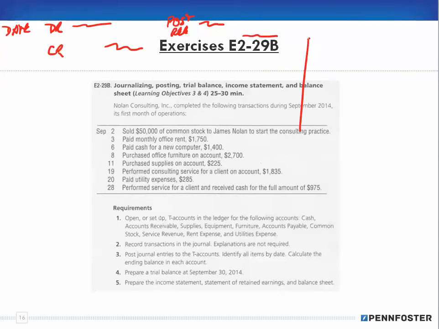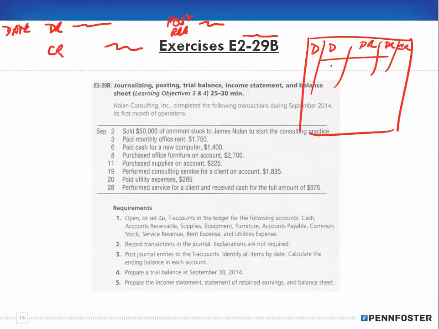So when you have a journal itself, you're going to have the date, the description, the posting reference, and then a debit column and a credit column. All you're doing is filling in the information for a journal entry, however many lines you need. You skip a line, and then you put the next one, and you keep going down the page. There will be a page number here that you can use for posting reference when you post to the ledger accounts. But we're not getting into that just yet.